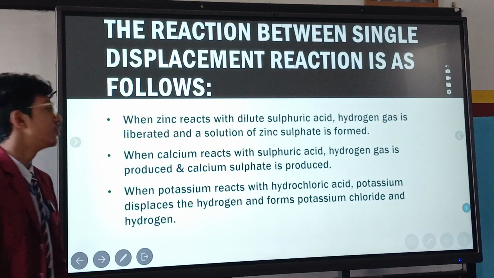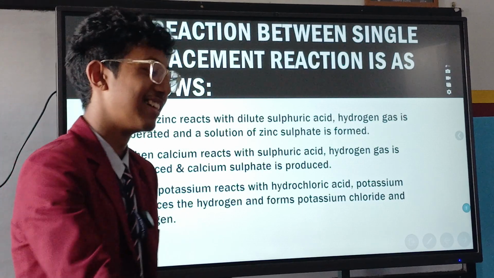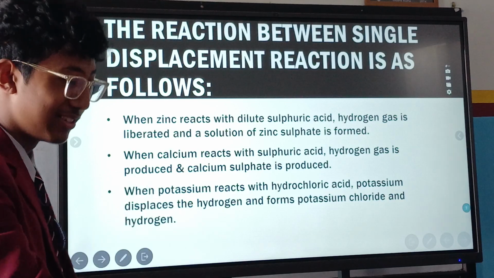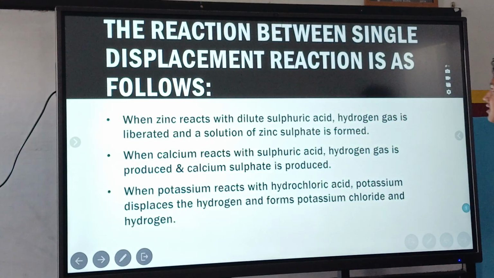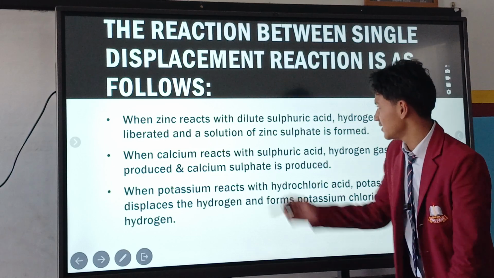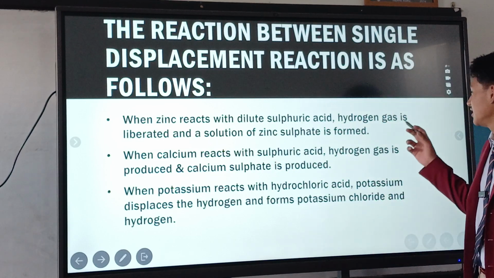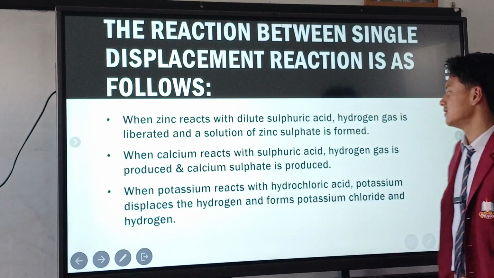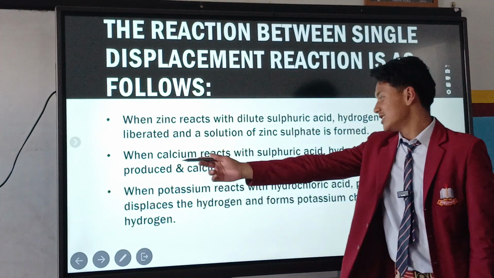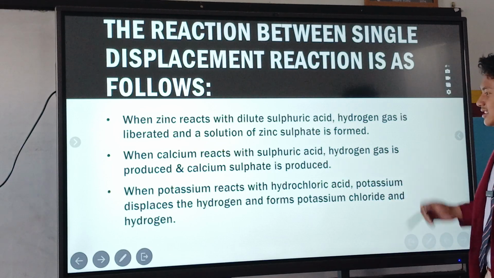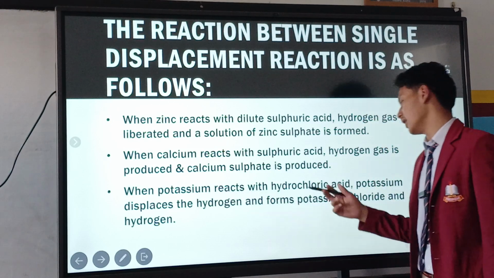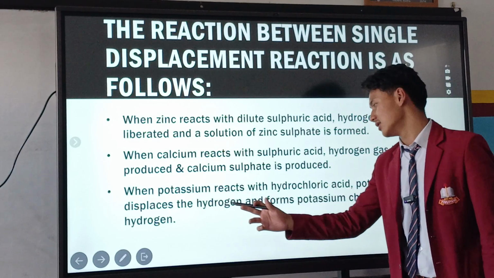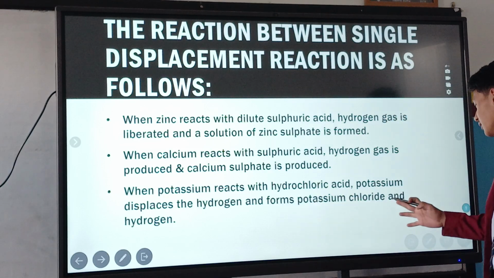I would like to call Sonish to present. Single displacement reactions are as follows. When zinc reacts with dilute sulfuric acid, hydrogen gas is liberated and a solution of zinc sulfate is formed. When calcium reacts with sulfuric acid, hydrogen gas and calcium sulfate are produced. And when potassium reacts with hydrochloric acid, potassium displaces the hydrogen and forms potassium chloride and hydrogen.